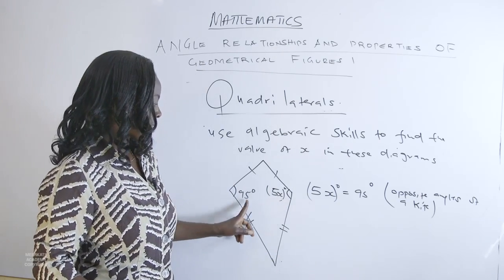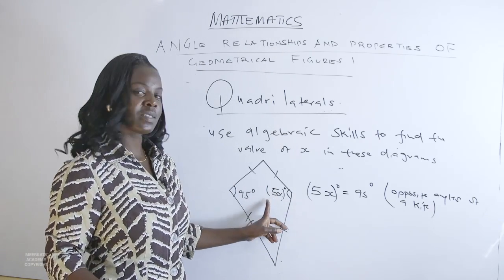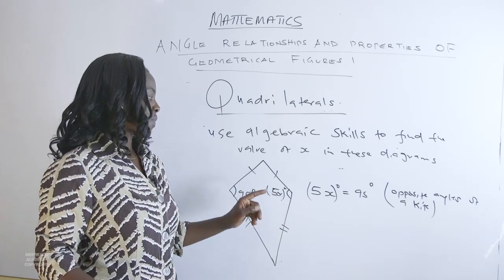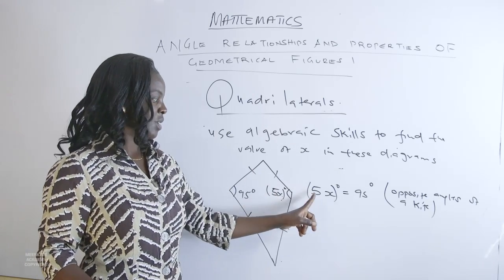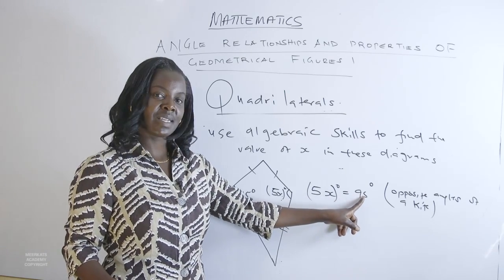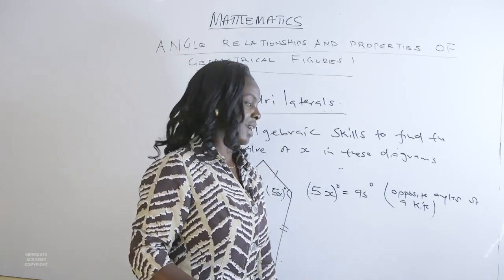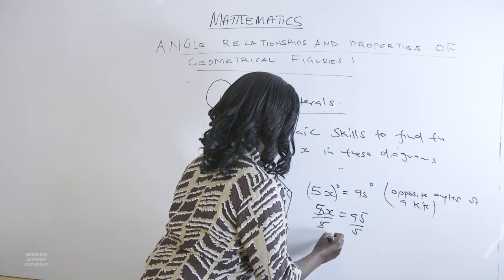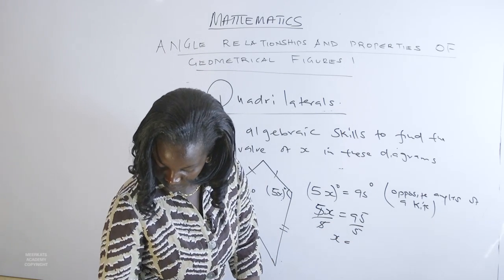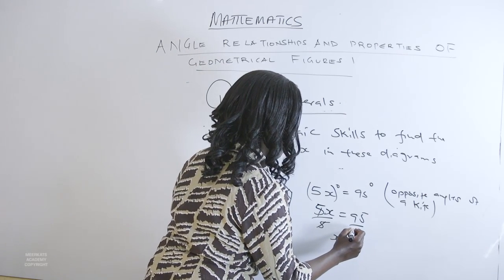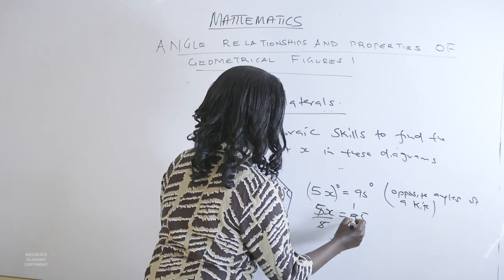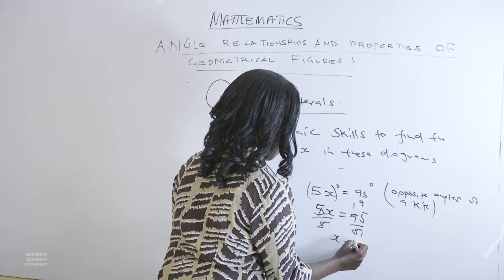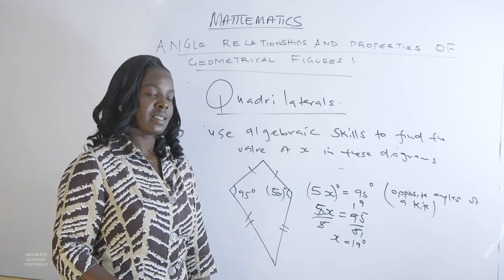Remember, in a kite, only two opposite angles are equal, but this angle and this angle are not equal. So we are saying this angle and this angle are equal. Then we can say 5x should give us 95. And the reason is opposite angles of a kite. So if we divide by 5, 5 goes into 9 once, remainder 4. So 45 divided by 5, we get 9. So x is 19 degrees.